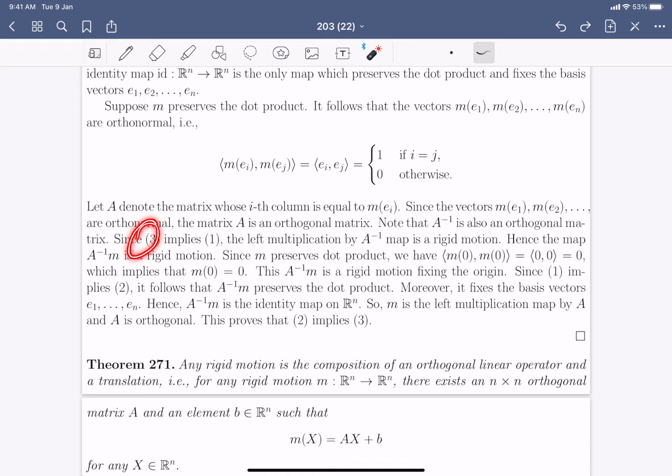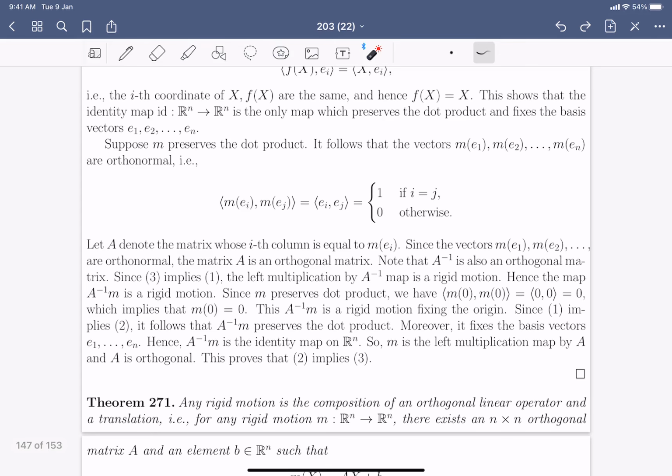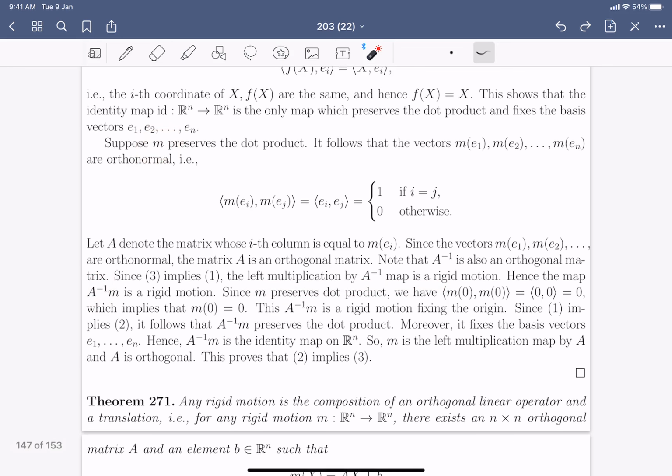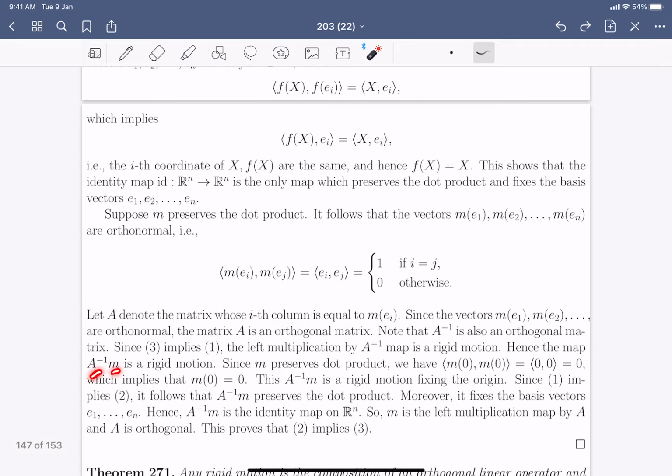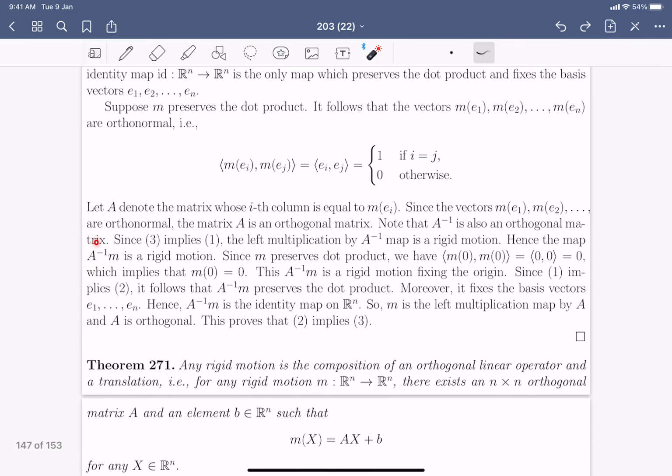Now you also know that 3 implies 1. So you know that left multiplication by A inverse is a rigid motion. Now look at the composition of this left multiplication by A inverse map with the map M that you started with, A inverse composed with M. Here by A inverse I mean left multiplication by A inverse from Rn to Rn. This being a composition of two rigid motions has to be a rigid motion.